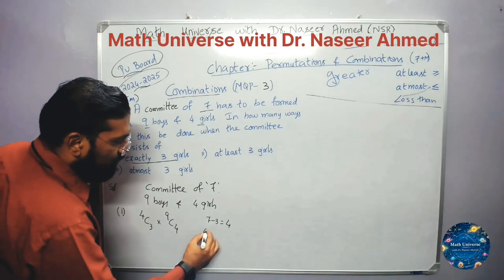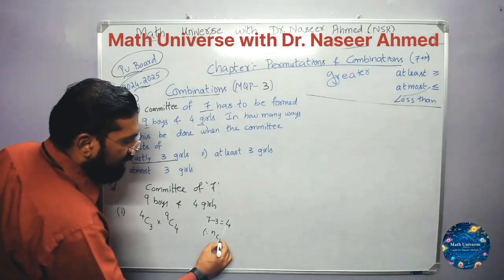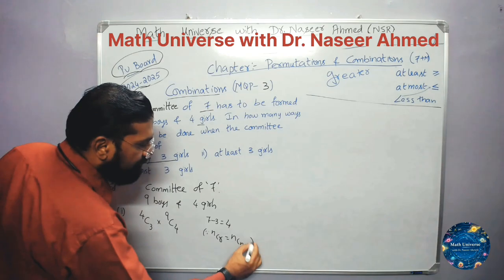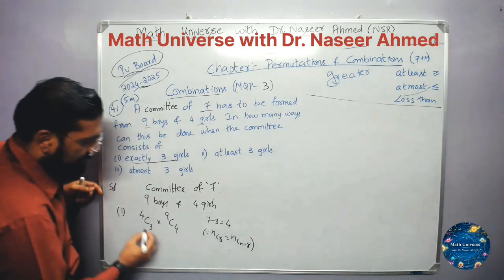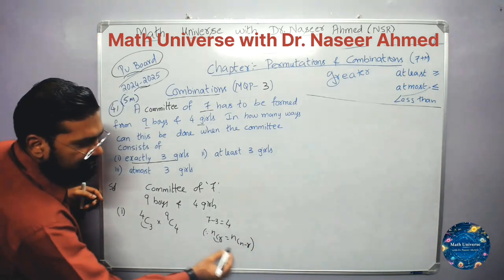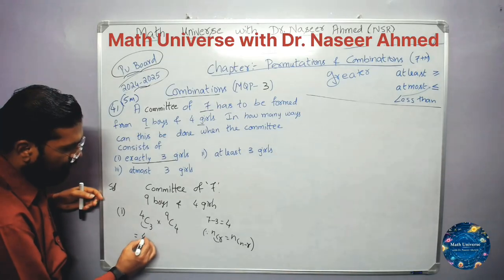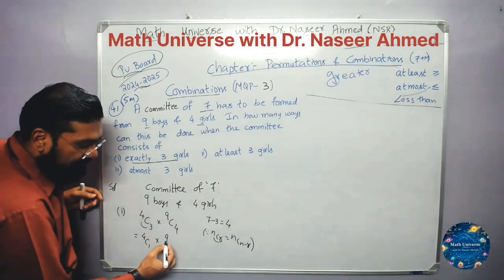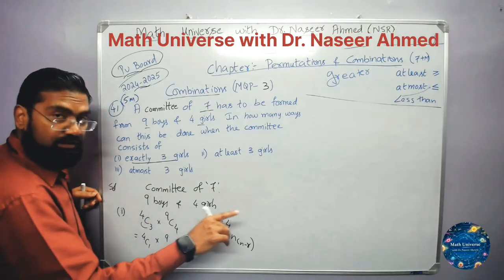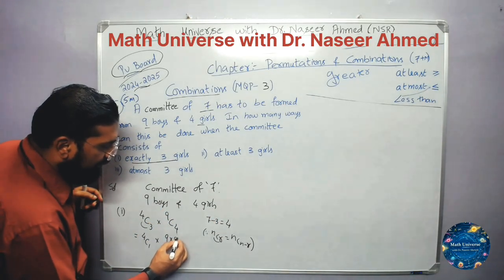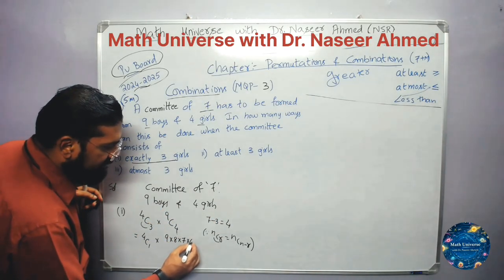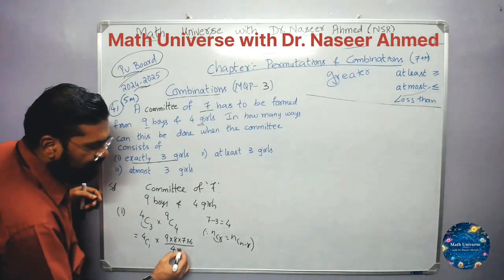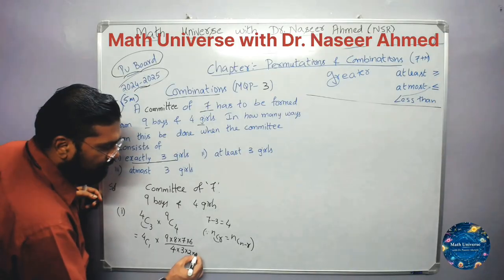Now from here we know that NCR is same as NC(N minus R). So from this I can write the difference, N minus R. This will be 4C1 and this will be 9C4. Since I got 4, start from 9, less or equal to 9, 4 consecutive numbers. So 9 into 8 into 7 into 6 divided by 4 factorial, 4 factorial being 4 into 3 into 2 into 1.